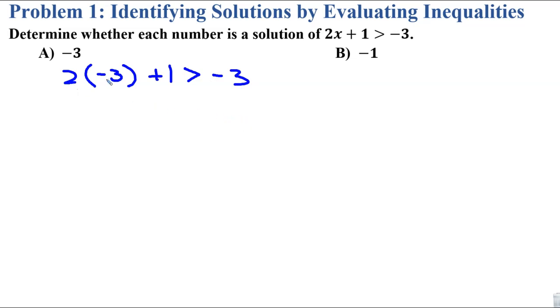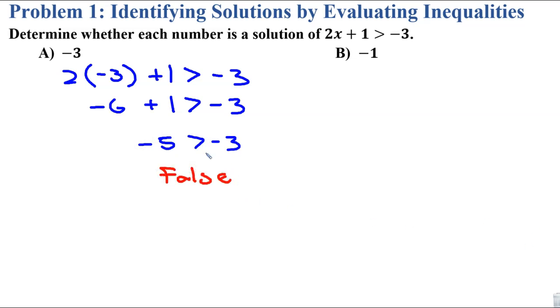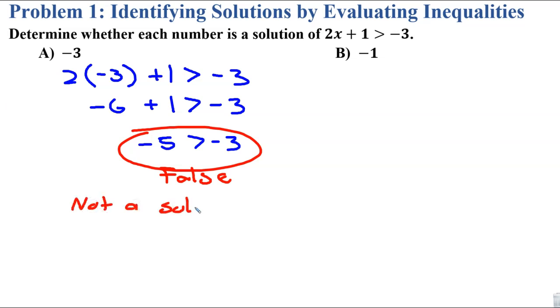Well, let's see here. 2 times negative 3 is a negative 6, plus 1. All right, negative 6 plus 1 is a negative 5, and that needs to be greater than negative 3. Okay, that statement is false. Negative 5 is not greater than negative 3. It is less than negative 3. It's further down the negative side of the number line. So I'd say that negative 3 is not a solution. It doesn't satisfy my inequality.